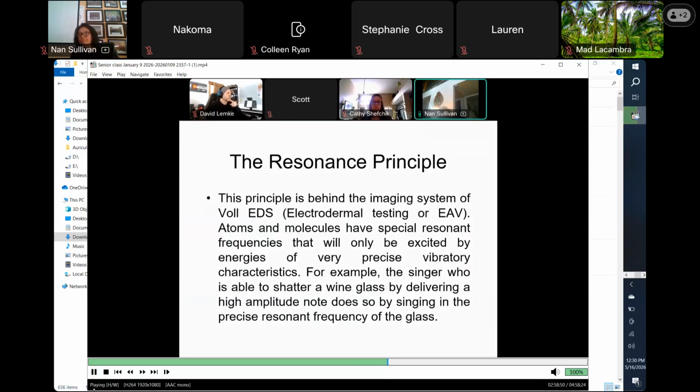High amplitude note, and that frequency would cause a vibration on the glass, which shattered it. As far back as the Romans, when a Roman army went across a stone bridge, these were just stones placed in such a way that the stones held up the bridge.